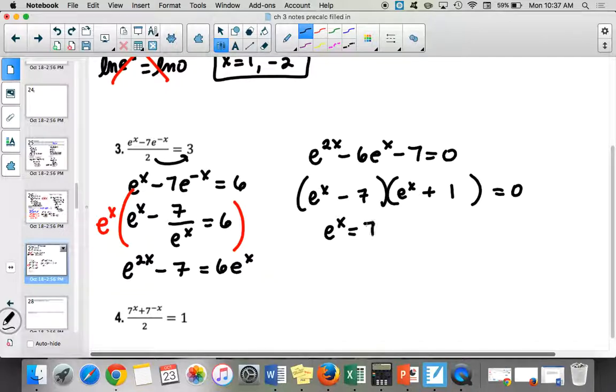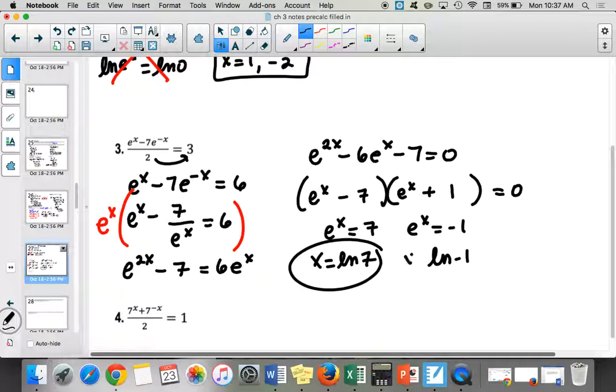Did you guys get e to the x equals 7 and e to the x equals -1? So when you take the natural log to solve, we get natural log of 7, and this one becomes natural log of -1. That's bad, right? That didn't work. Can't do the natural log of -1. Guess I should do parentheses around the -1. Can't do the natural log of a negative.